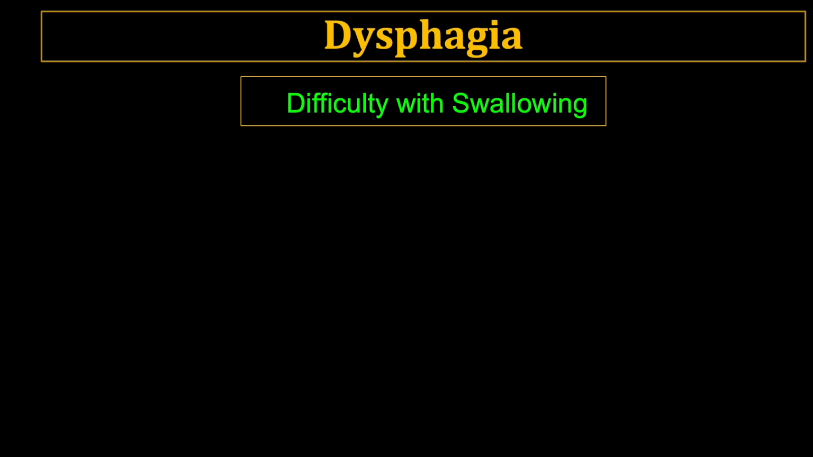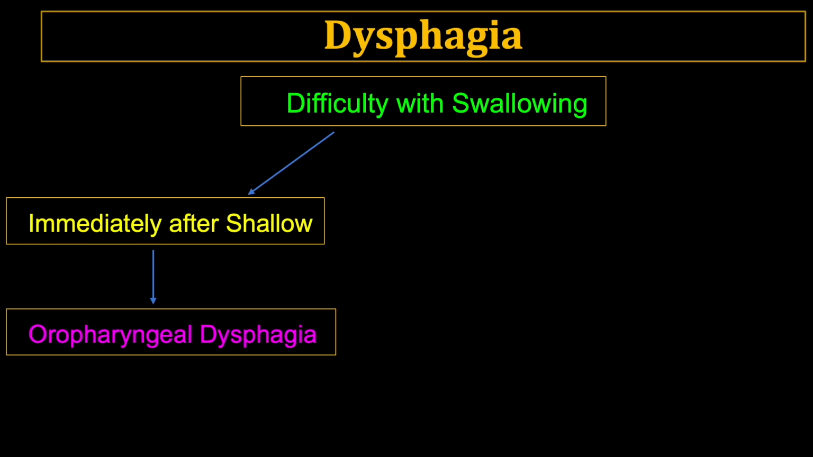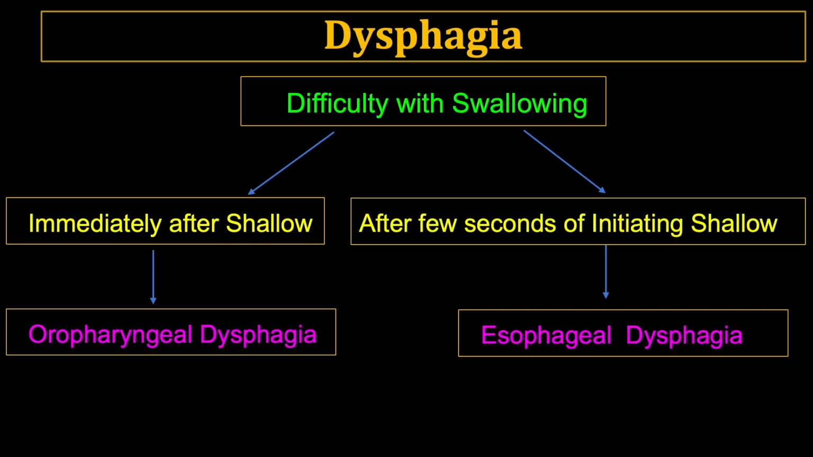Dysphagia refers to difficulty with swallowing. Depending on the time of onset, dysphagia can be oropharyngeal dysphagia or esophageal dysphagia. If the onset is immediately after the swallow, then it is oropharyngeal dysphagia. If it is a few seconds after initiating the swallow, then it is esophageal dysphagia.